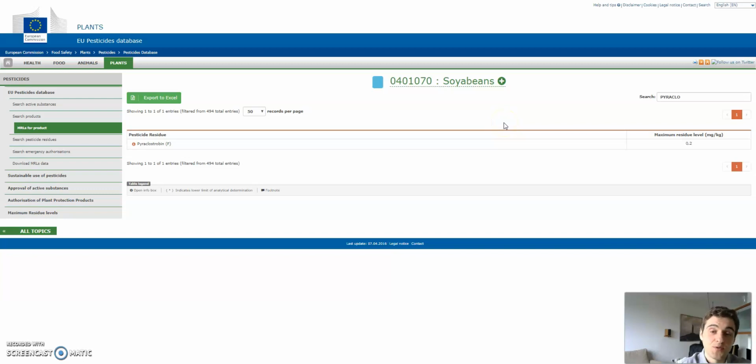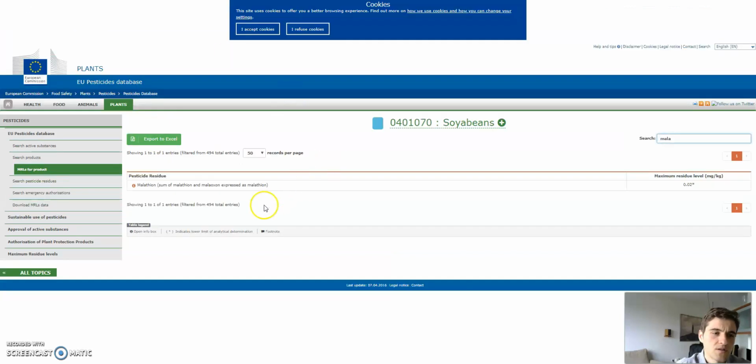In previous videos, we learned how to calculate the MRL for actives that have an F in the European database, like pyraclostrobin. But what happens to actives like malathion that have no F? Well, to calculate the MRL for malathion in oil, it depends on how soluble in fat malathion is.